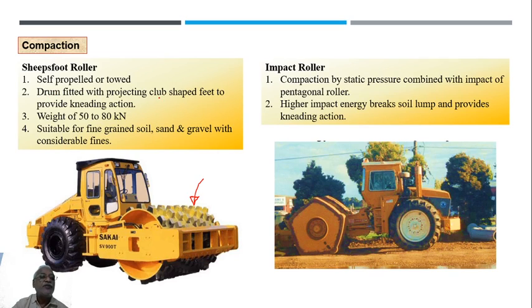Now the drum is fitted with projecting club shaped feet to provide kneading action. So this gives you a kneading action on the soil that it runs over, right? Now weight will be of the order of 50 to 80 kilonewton and suitable for fine grained soils, sand and gravel with considerable fines. So here obviously it is a kneading action, because of that it is for fine grained soil. Even for gravelly soils, but it should have a lot of fines, means wherever there is a clay content or silt content more, then only sheep foot rollers are advised or used.